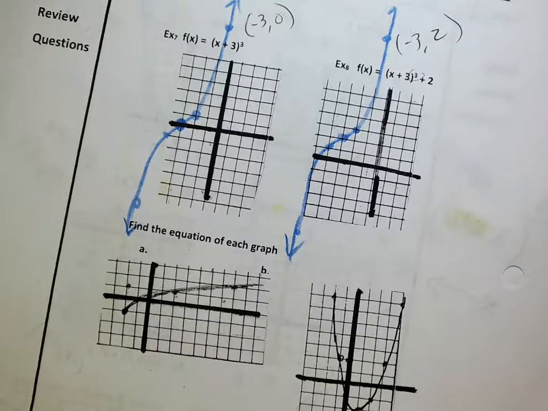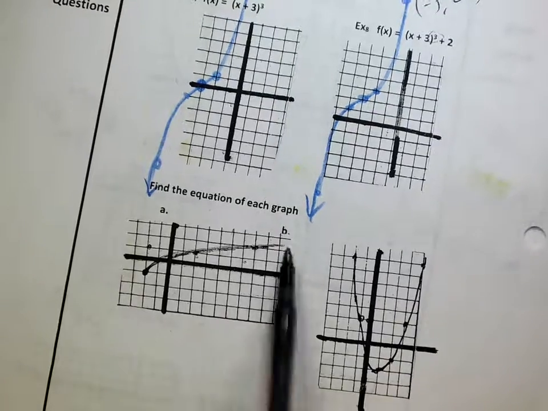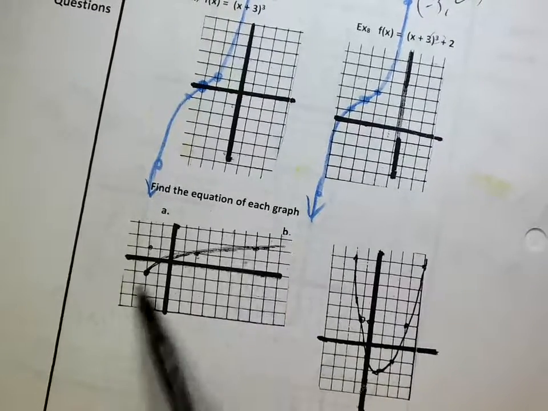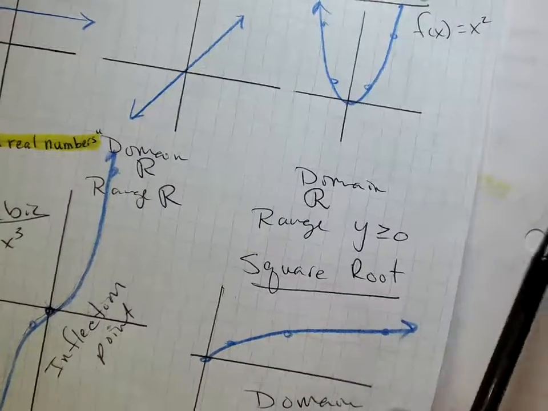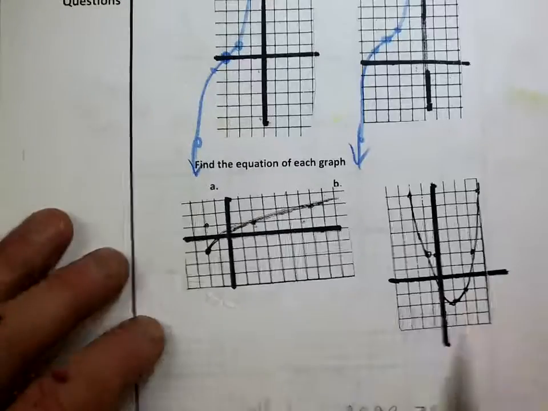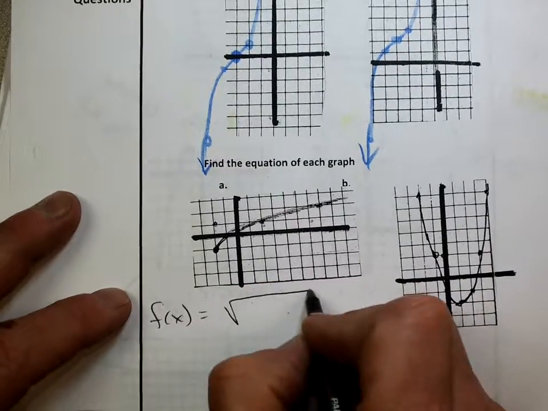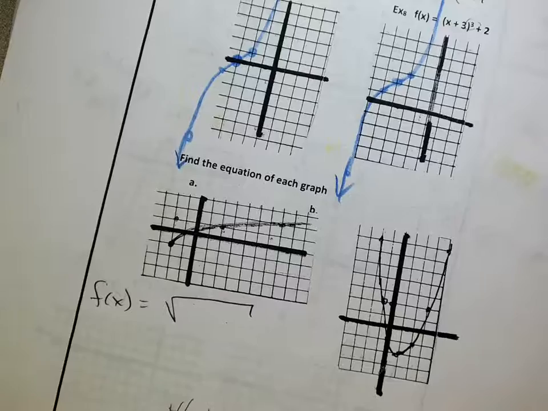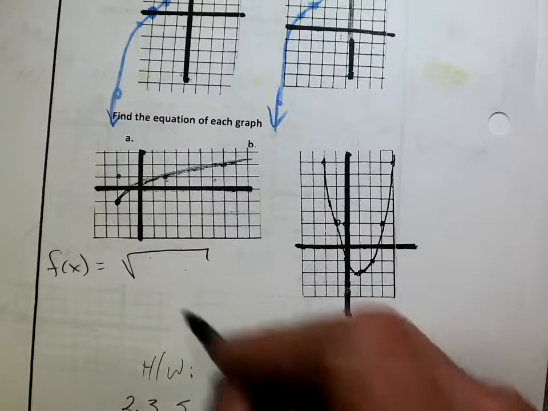Okay? Now, this one, last two. What kind of graph is this? It's a square root, isn't it? Isn't that a square root graph? Okay, so now this time we have to write the function. So we're going to go f of x. Let's start with f of x equals, and I'm going to go square root, okay? Just like that. Let's start right there. So we have to write the equation, okay? So it's definitely a square root graph. Square root of x, okay?